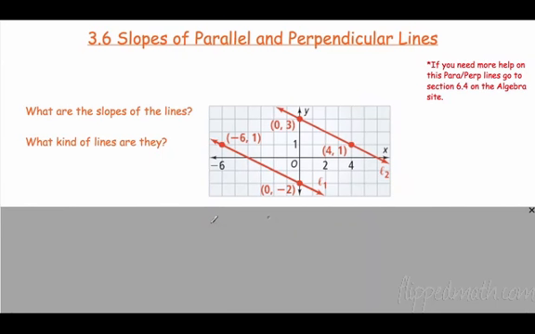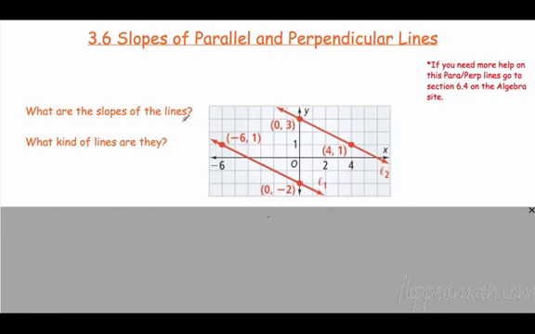All right, last section of Unit 3, slopes of parallel and perpendicular lines. Again, this is total review from Algebra 1. If you want more information on it, go to 6.4 on the algebra site for more video, more notes, anything you can have, all right?